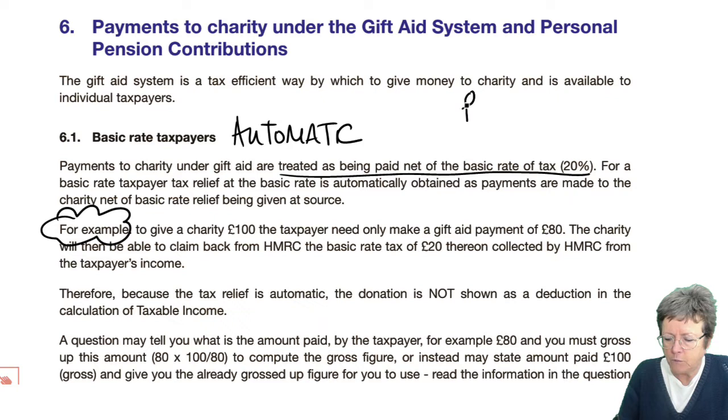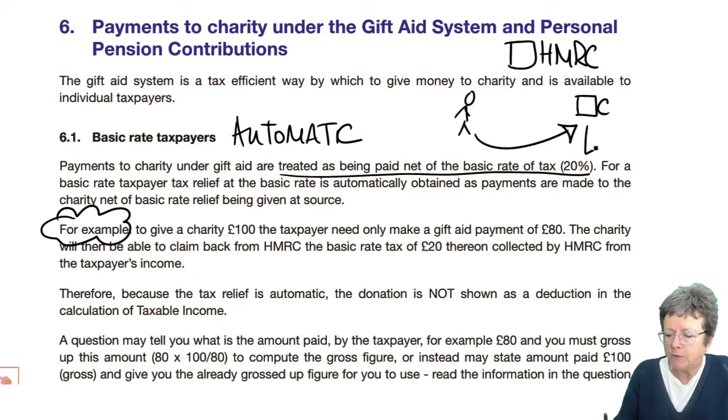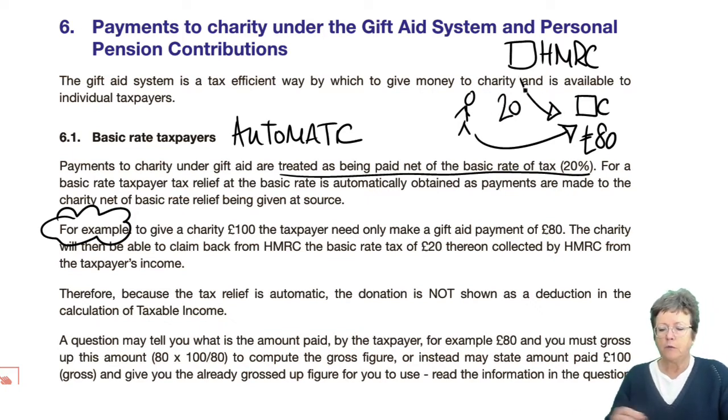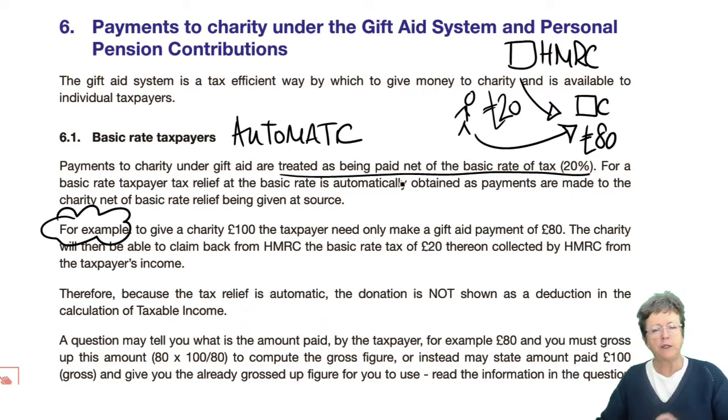So this is you, that's the charity, that's HMRC. You give them £80, and then the charity claim back £20 from HMRC, giving a total of 100. It's automatic. You don't need to show it anywhere in a tax computation. It doesn't affect tax computations at all. Never turns up in a tax computation.